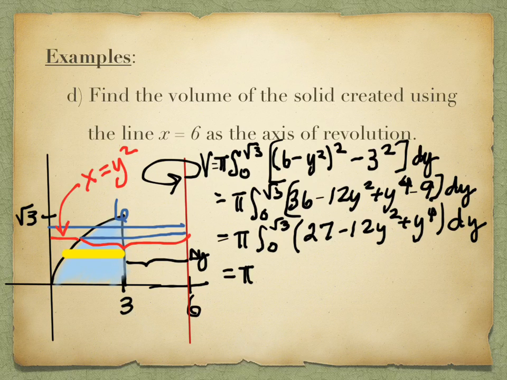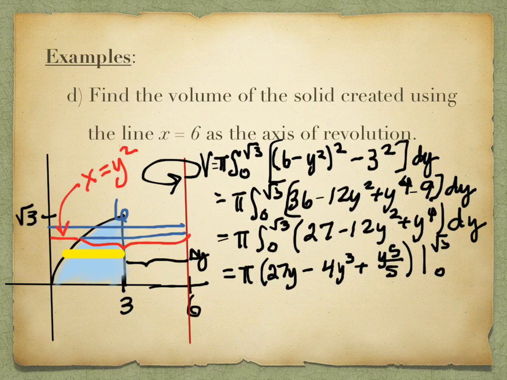Integrate. So we need to integrate this. So the 27 is 27y. What does the 12y squared become? Close. 4. It'll be 4y cubed. And then plus y to the 5th over 5. Evaluated at square root of 3 and 0.